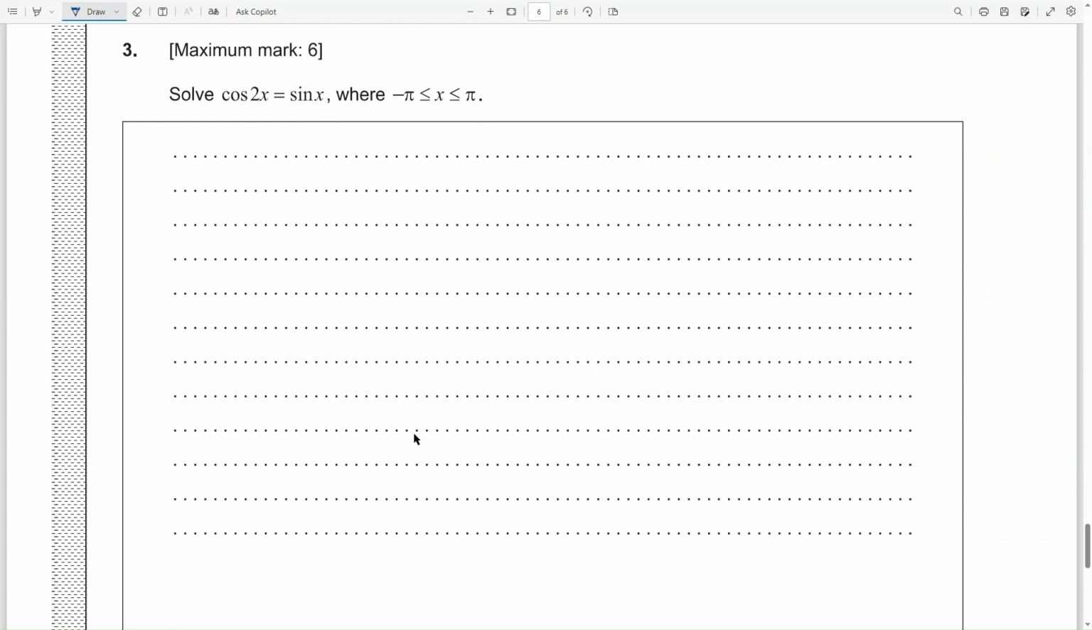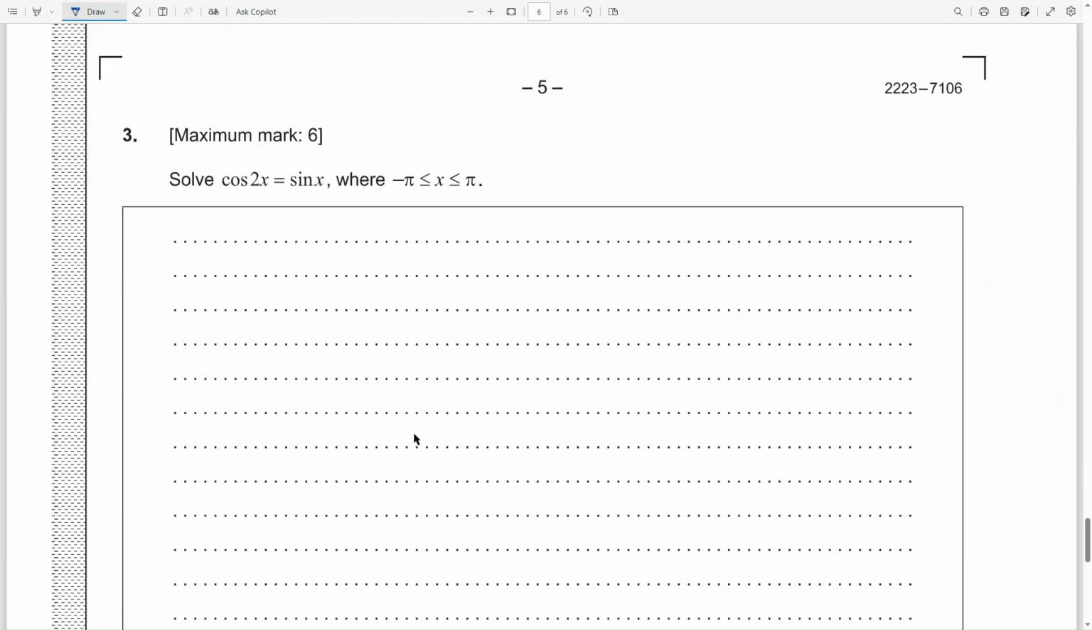Question, I can't remember what question this is. This is probably the last question though. Yes, it is the last question. Solve cos 2x is equal to sine x, where x is between pi and negative pi. Okay, cos 2x is equal to sine x.